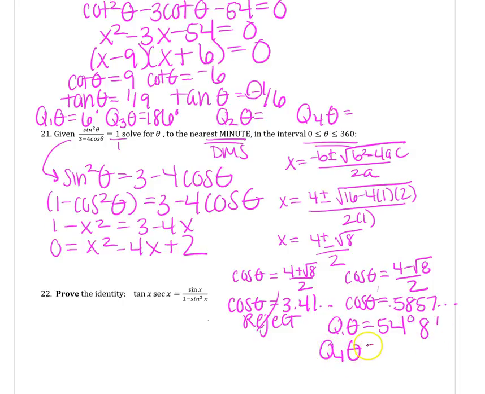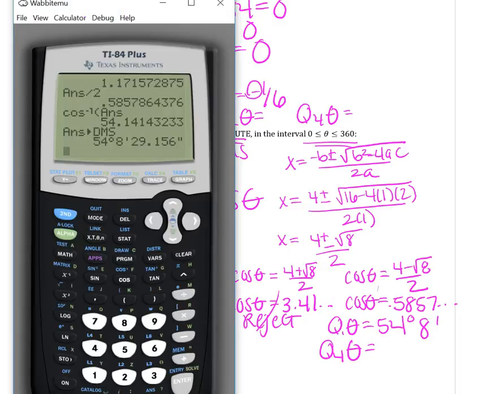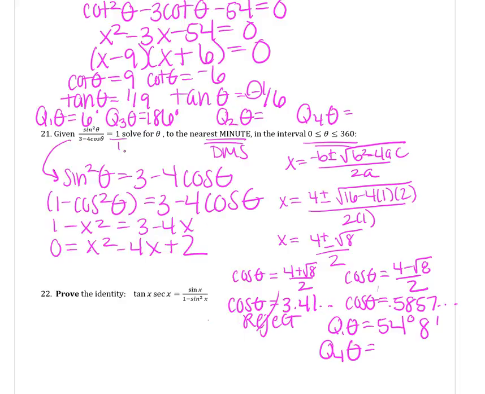And then we're also going to look in quadrant 4. So that would be 360, take away our reference angle, and then convert it. So 305 degrees, 52 minutes, because this is going to round up. It's more than 30 seconds, or 30 seconds or greater, I should say. And there are 2 answers.